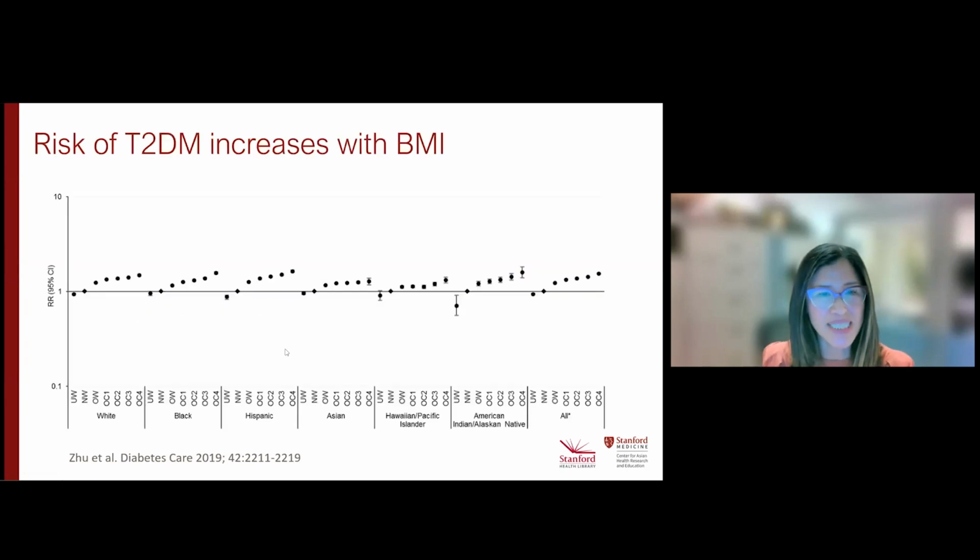And this is a busy slide. I just want to make a couple points. So this includes individuals who are white, Black, Hispanic, Asians, and others. And it's looking at different BMI cut points defined as underweight, normal weight, overweight, obese in each population. And then on the y-axis is risk of diabetes. And what you can see is in any population you look at, as BMI increases, the risk of diabetes increases.